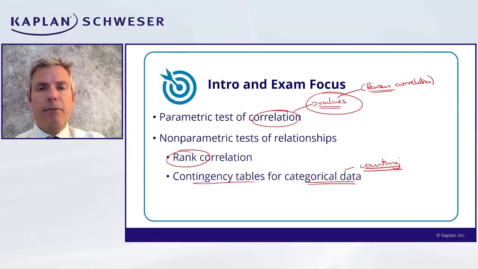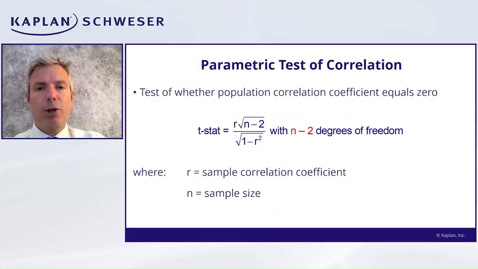Okay, so let's start off with a parametric test of correlation. The first test here is a parametric test. It's testing the Pearson correlation coefficient. It's our old friend. It's the correlation coefficient derived from the values in our data by taking covariance and standardizing it. So we know all about this correlation coefficient.